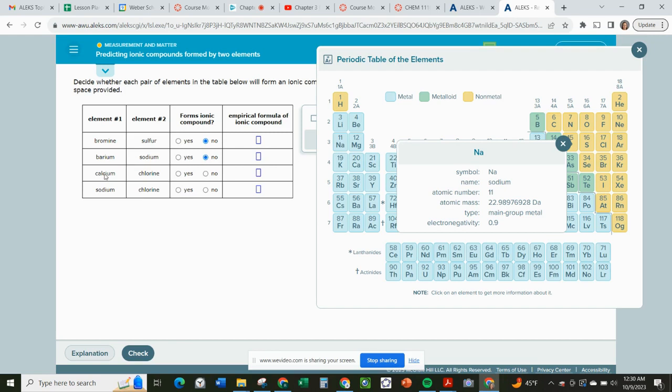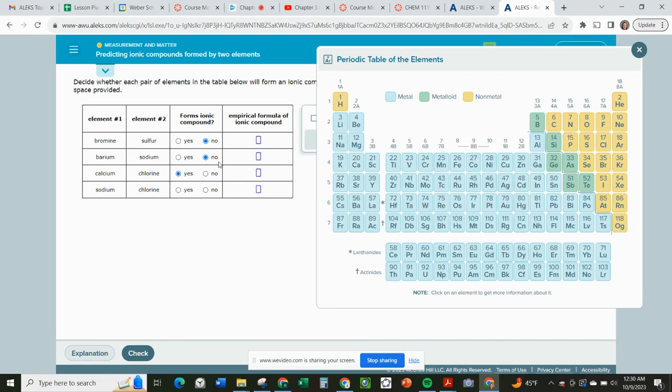Okay, the next one we look at is calcium and chlorine. Calcium is here. Chlorine is here. So this one is a metal and a nonmetal. So yes, calcium and chlorine will form an ionic compound. Then we have to think about the charges on these to decide the empirical formula.